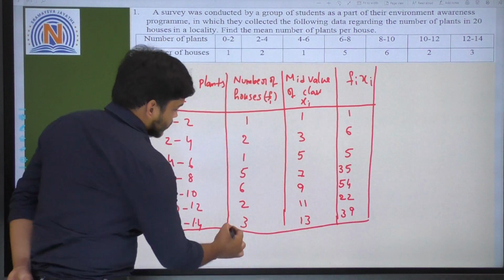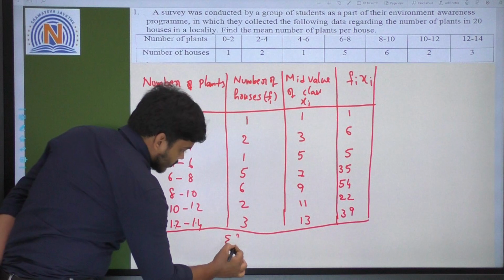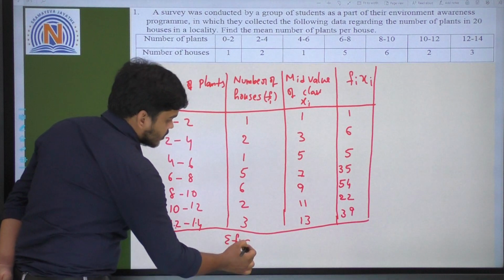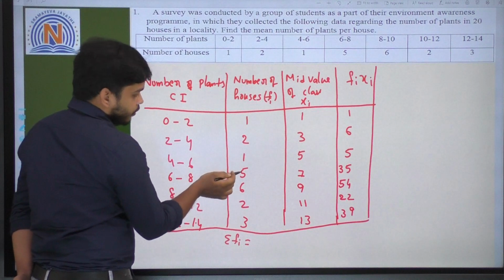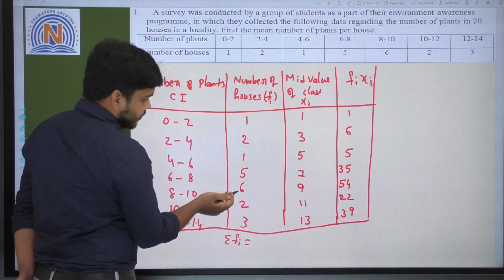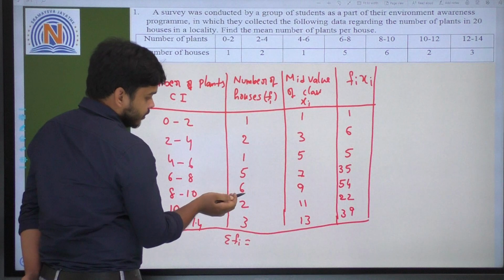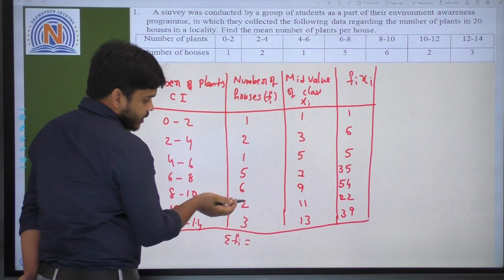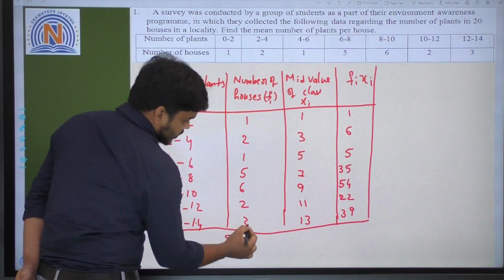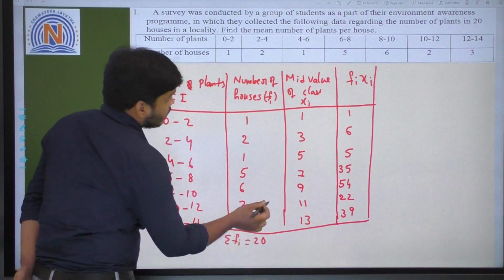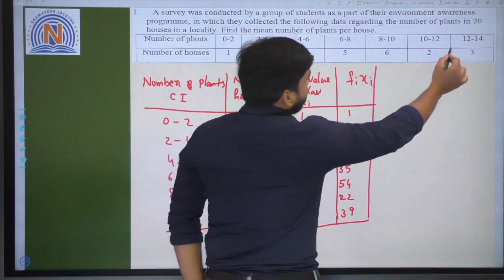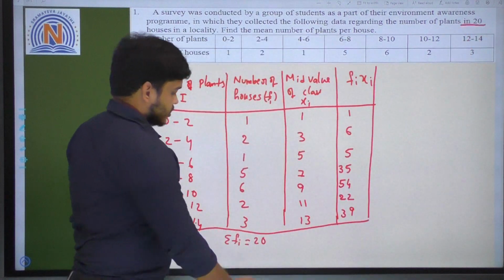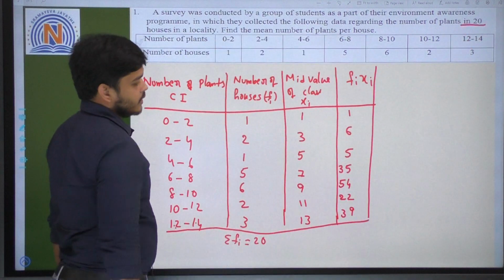Now the summation of all the frequencies. Sum of all the frequencies: 1 plus 2 is 3, 3 plus 1 is 4, 4 plus 5 is 9, 9 plus 6 is 15, 15 plus 2 is 17, 17 plus 3 is 20. Here how many houses? They surveyed 20 houses. So here the frequency is 20.